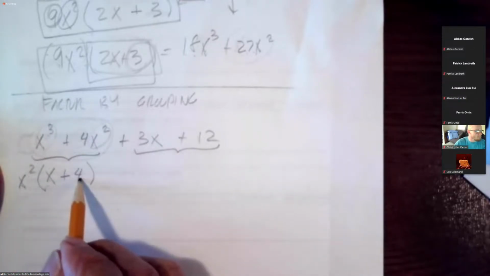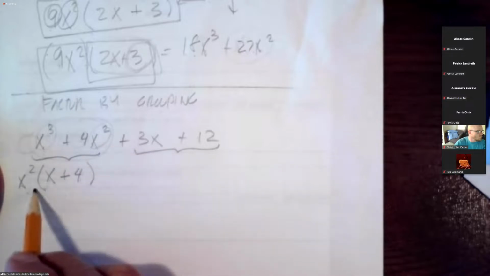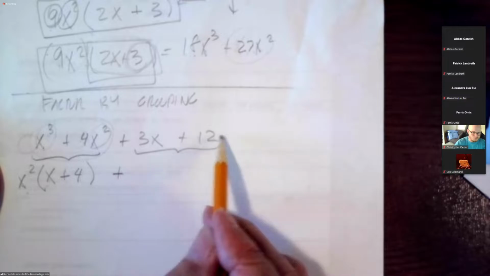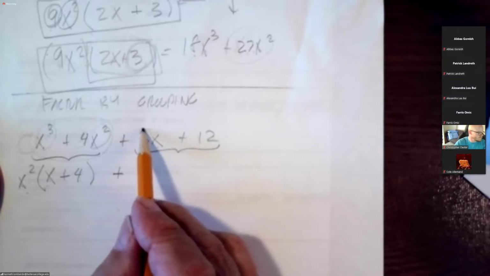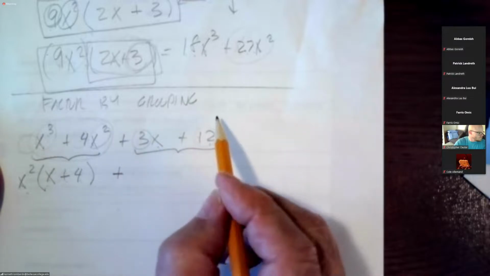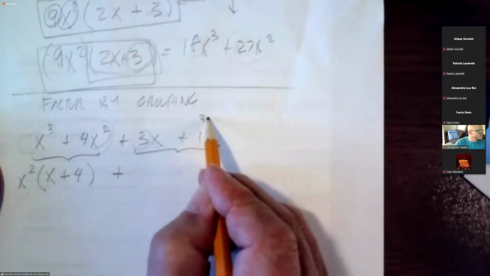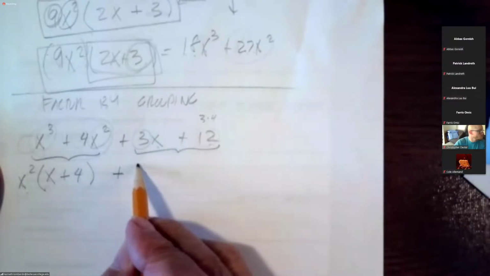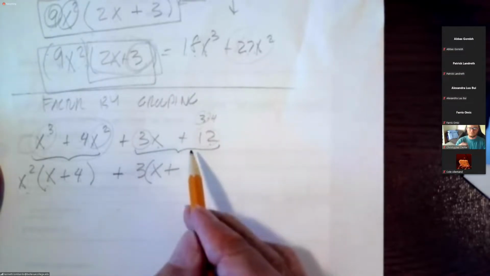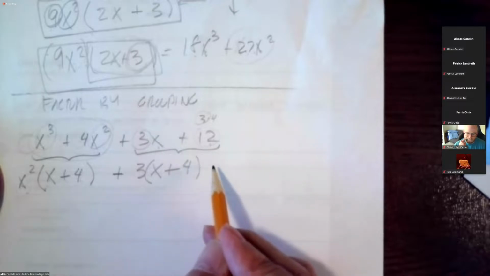X squared times 4 is 4x squared. So that works nicely. Plus, there's no x over here, so I'm not going to factor out an x. There's a 3 here, and I can find a 3 as a factor of 12, can't I? 3 times 4 is 12. So I can factor out a 3. X plus, factor out that 3, leaves me a 4, doesn't it?